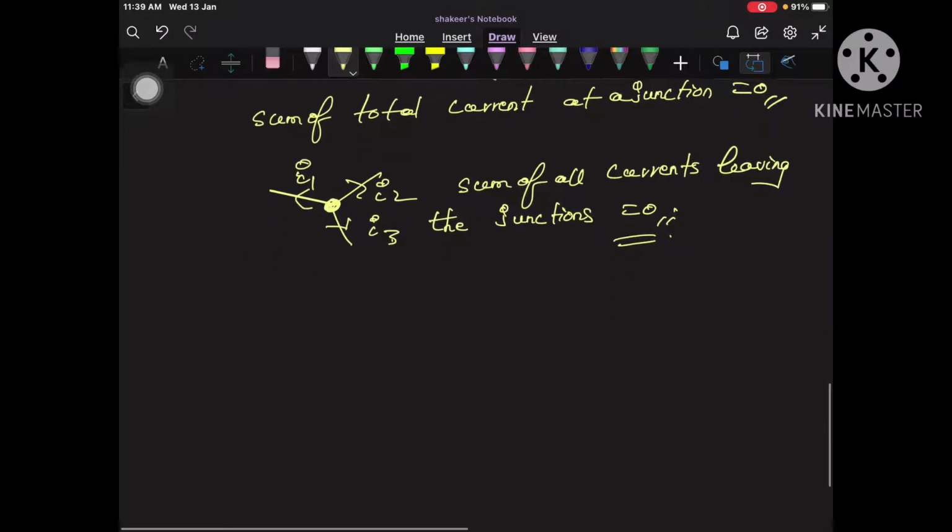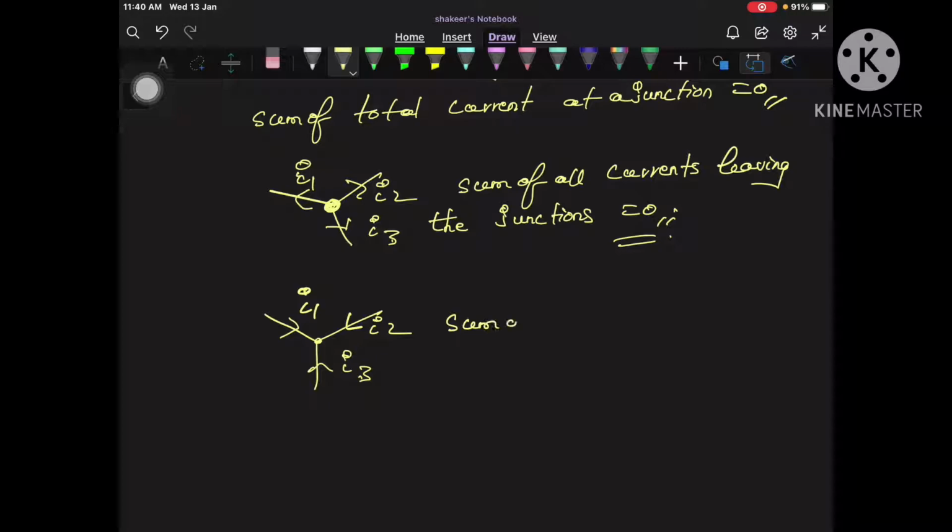Similarly, if I take these three branches, let us consider this is I1 current, this is I2 current, and this one is I3 current. Therefore, the sum of all currents entering the junction should also be equal to 0. Clear? Because charge cannot be stored at the junction. Charge must move on, just like water moves in a pipe.